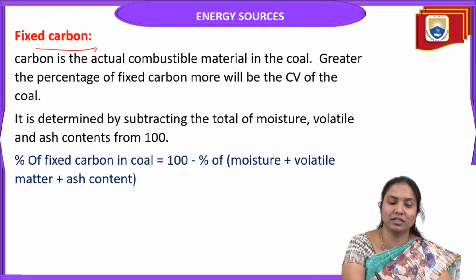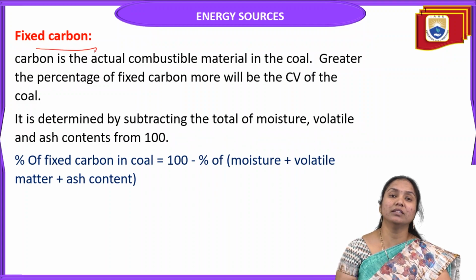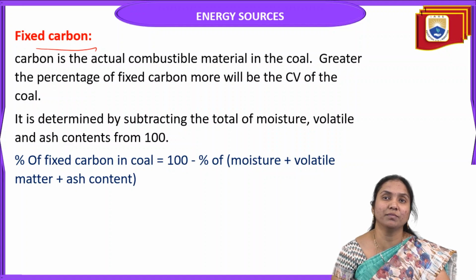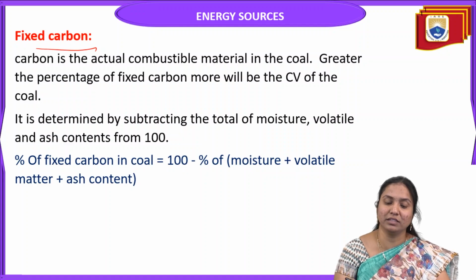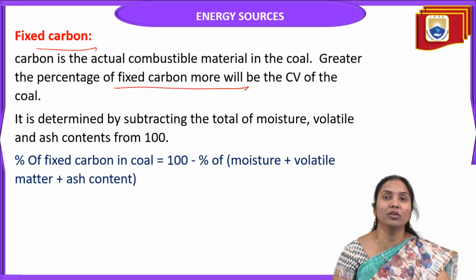Next, the last one is fixed carbon. Carbon is, as we know, the actual combustible material in the coal. If the percentage of carbon increases, the calorific value also increases. So the greater the percentage of fixed carbon, the more will be the calorific value of the coal.